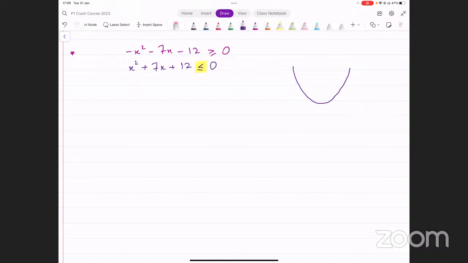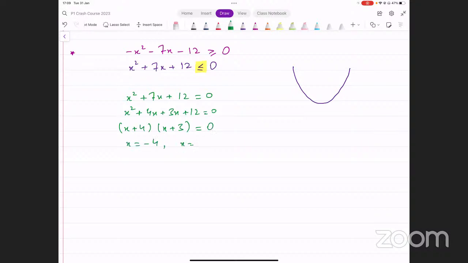All right. Now, what do we do after this? We treat this as an equation. We say x squared plus 7x plus 12 is equal to 0. Find the values of x that satisfy this equation. You can say x squared plus 4x plus 3x plus 12 equals 0. We get two factors from this, x plus 4 and x plus 3. And they give us two values, x equals -4 and x equals -3. Okay, these are the values of x that we're getting from this.